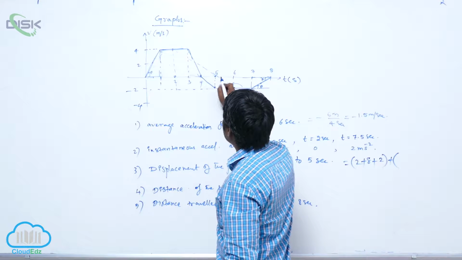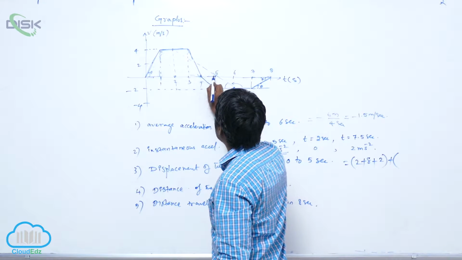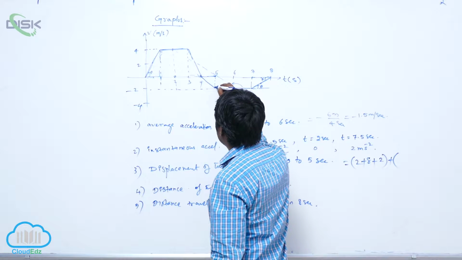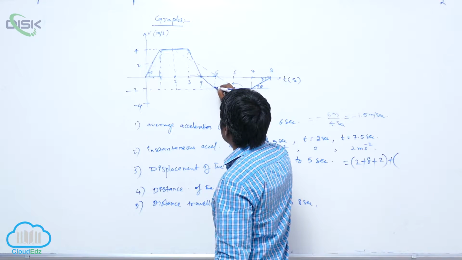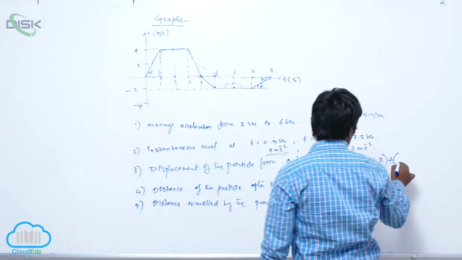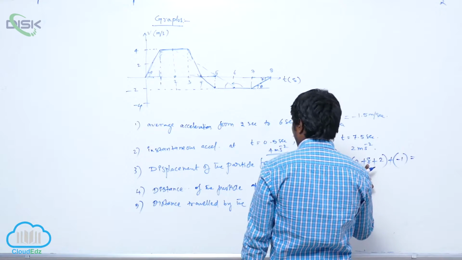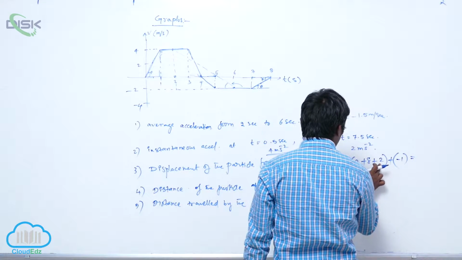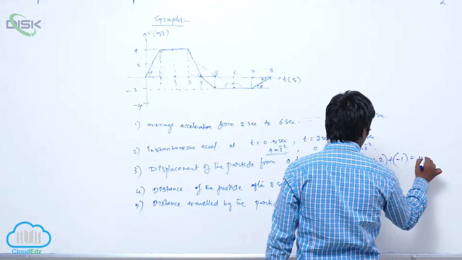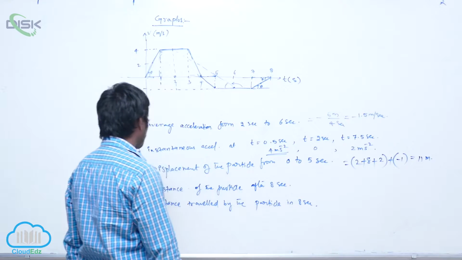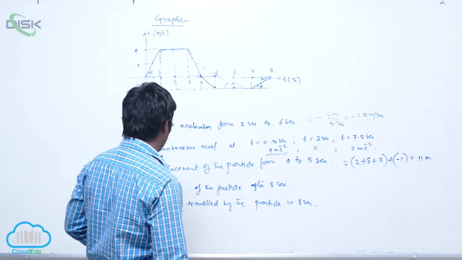So here, half into base into height: half into base is 1 second, height is 2. What do you get? 2 by 2, which is 1, so minus 1 it is. So what are you going to get? 2 plus 8, 10, 10 plus 2 is 12, 12 minus 1 is 11. 11 meters is the displacement from 0 to 5 seconds.